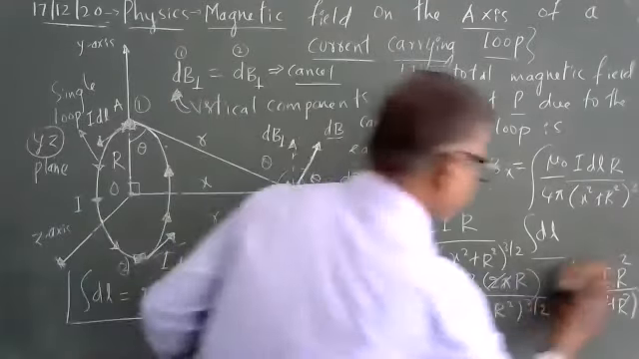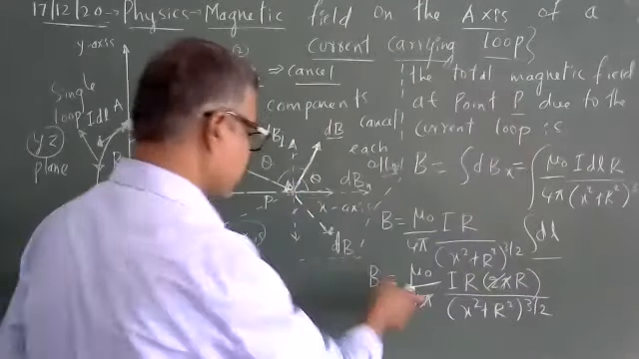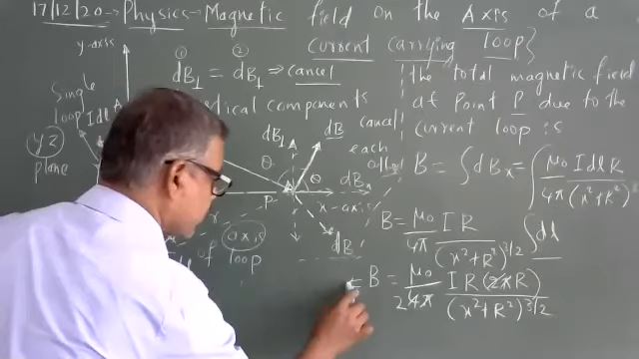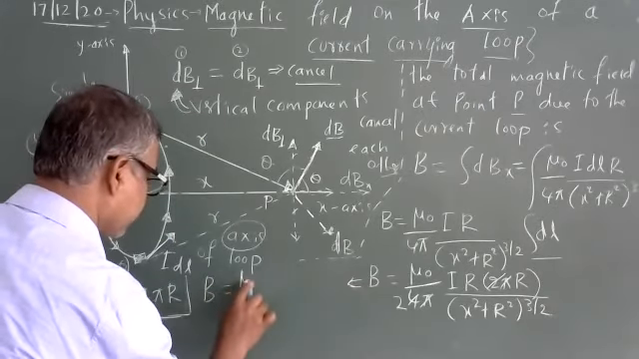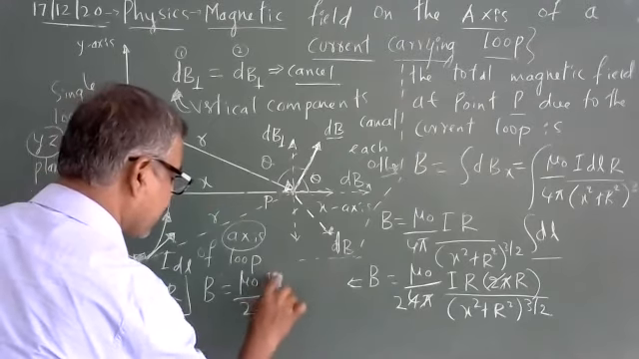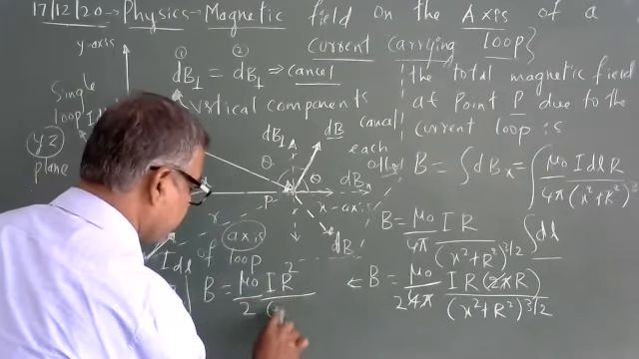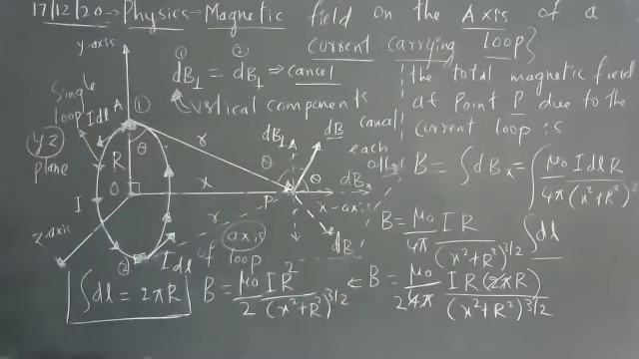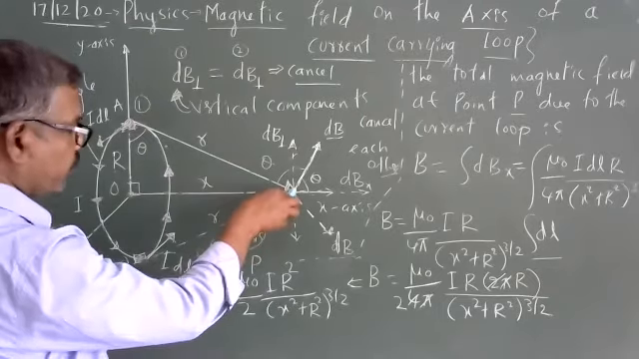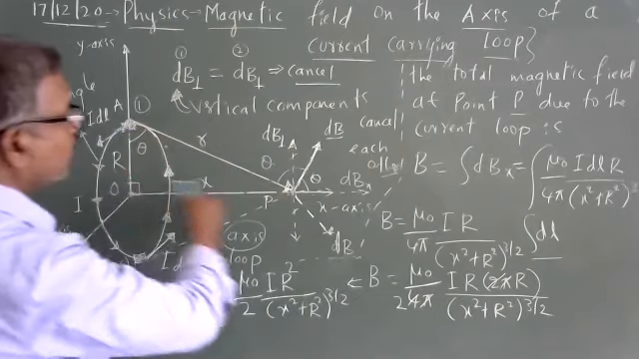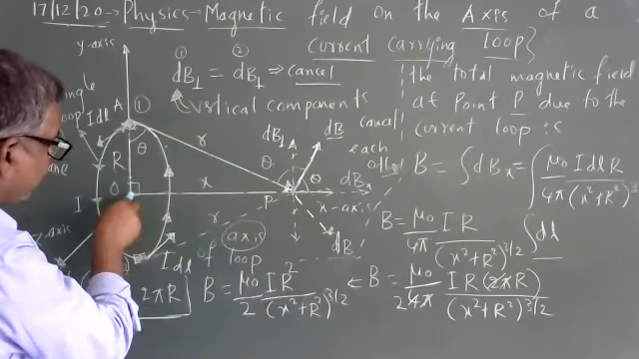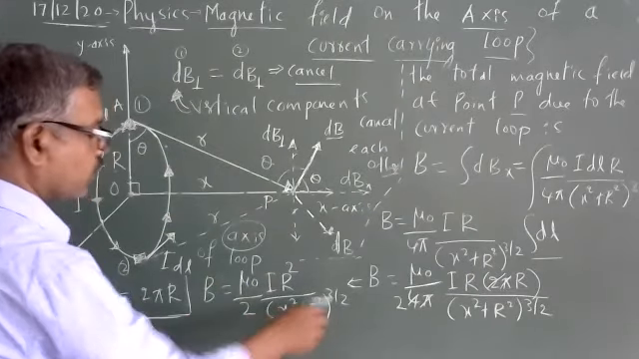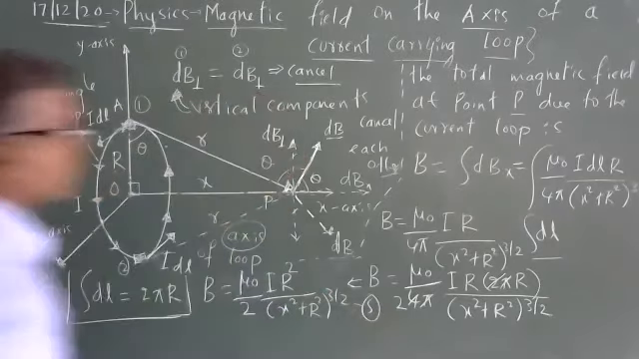Let me rewrite this equation once again, which gives you B equal to mu 0 upon 2, I r square, in the denominator x square plus r square to the power 3 by 2. This completes the magnetic field equation: the magnetic field at a point P due to a current carrying circular loop along the axis, at a distance x from the center, is B equal to mu 0 upon 2, I r square, over x square plus r square to the power 3 by 2. This is going to be my final relation, which is called equation 5.